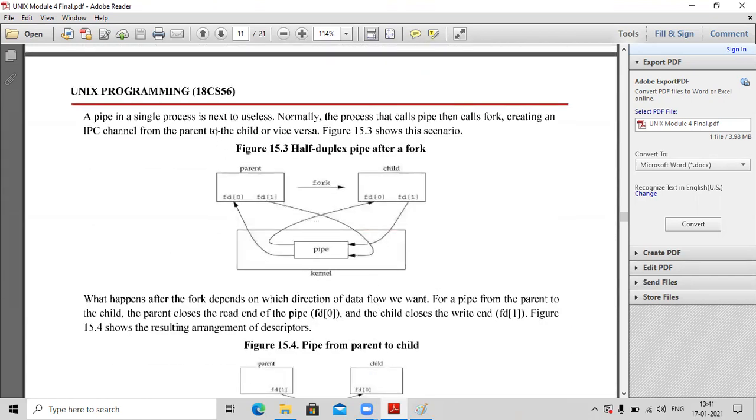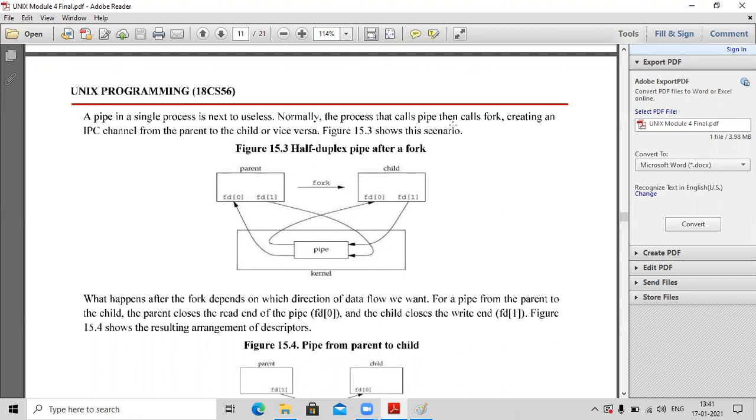So a pipe in a single process is next to useless. As I had already told, if you're using IPC for a single process, it is nothing but useless. IPC is meant for communication between two different processes. So if you're using IPC in a single process, it will be useless. So that's why you need to use IPC or pipe between two processes.